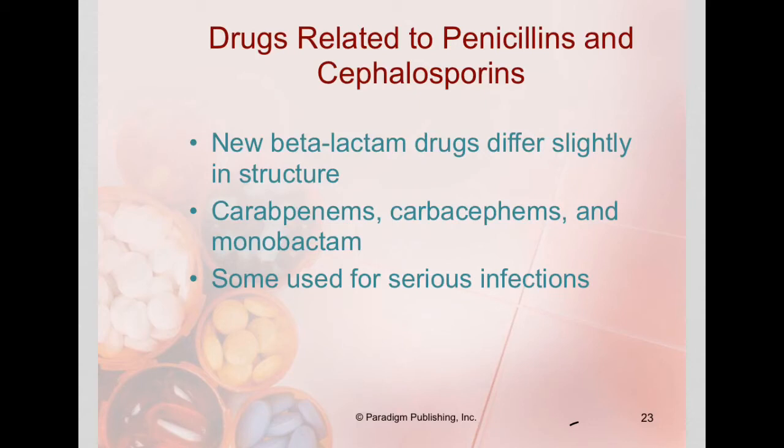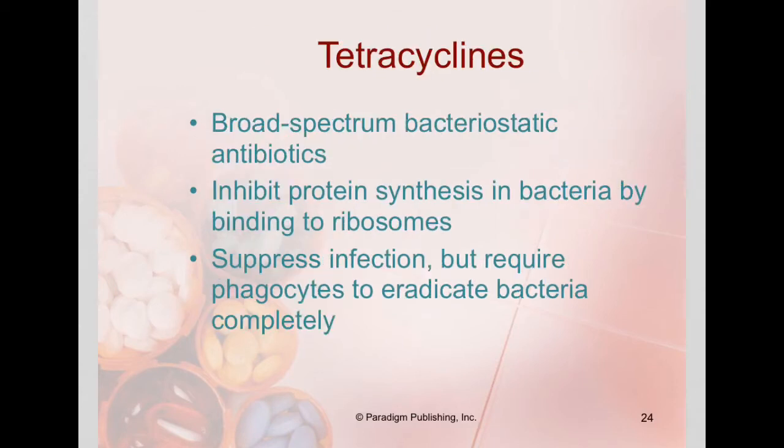It's used against aerobic gram-negative infections, and the main side effect is a rash with that. Tetracyclines are broad-spectrum bacteriostatic antibiotics. They inhibit the protein synthesis in bacteria by binding to their ribosomes. They suppress the infection, but require phagocytes to eradicate the bacteria completely. The primary side effects of these drugs are GI upset, nausea, and vomiting. That's the main side effect on any antibiotic, really.